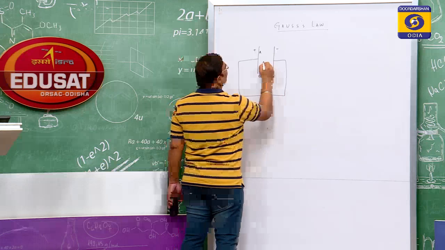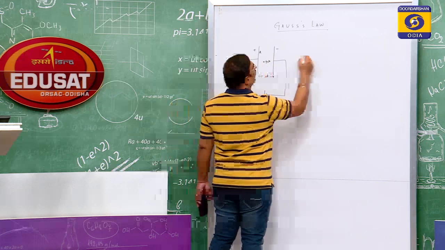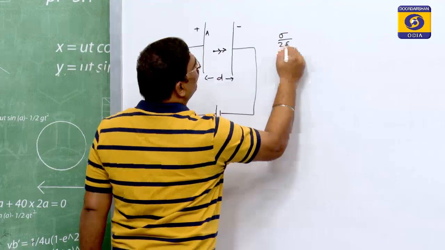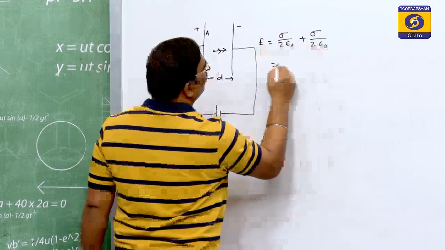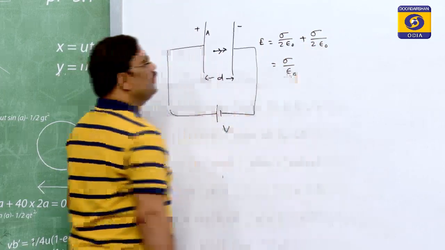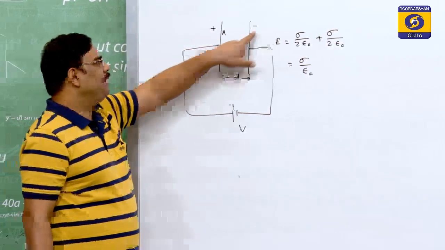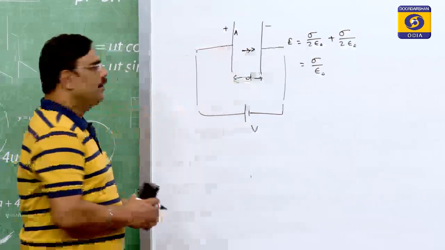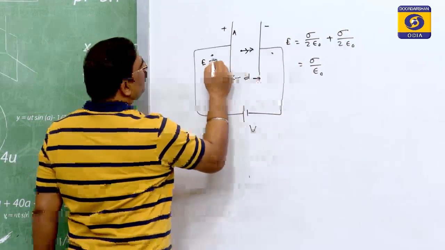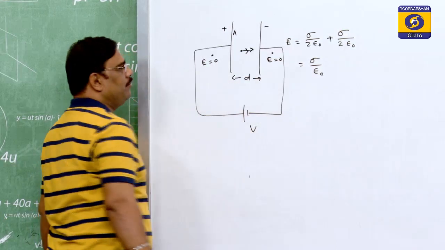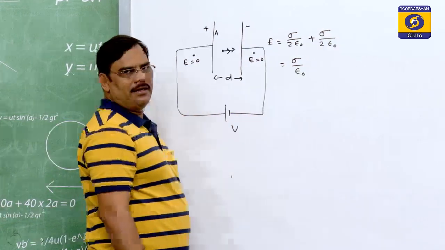The electric field between the plates, as I know, is sigma by 2 epsilon 0 plus sigma by 2 epsilon 0, equal to sigma by epsilon 0, because for the positive plate the electric field is away from the plate, and for the negative plate the electric field is towards the plate. If I consider a point outside the plates, as I have already told you, the electric field will be 0, and on this side also the electric field will be 0. So, the electric field between the two plates is sigma by epsilon 0.